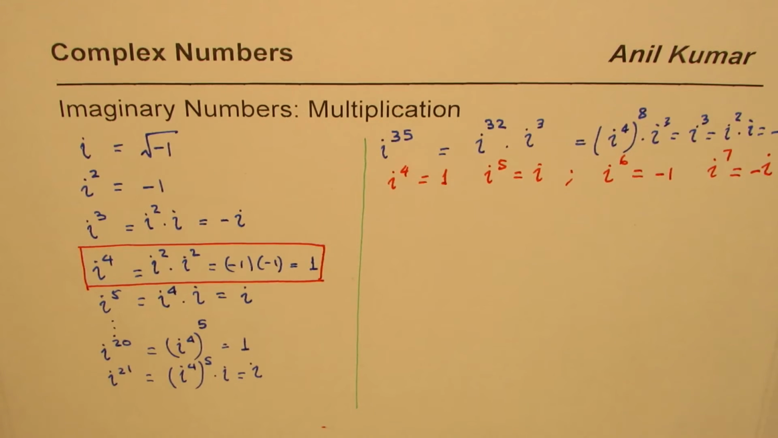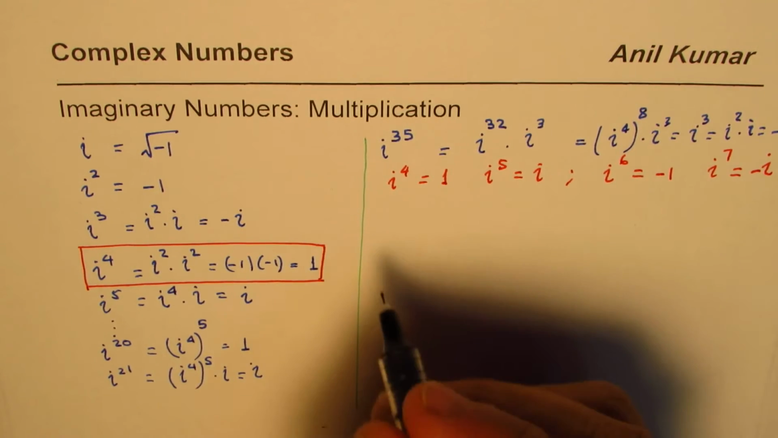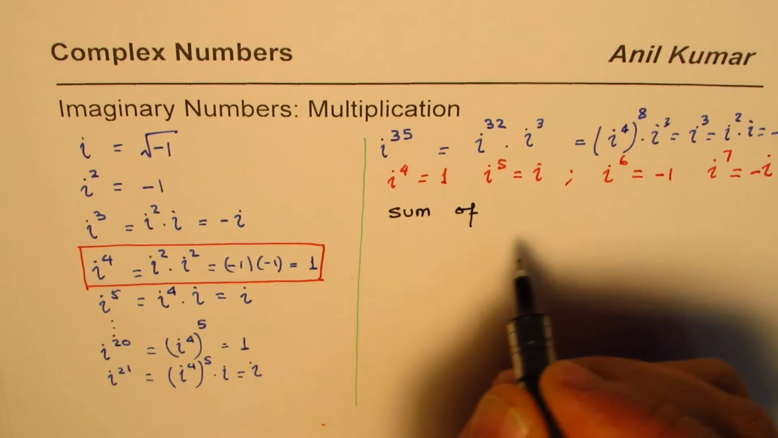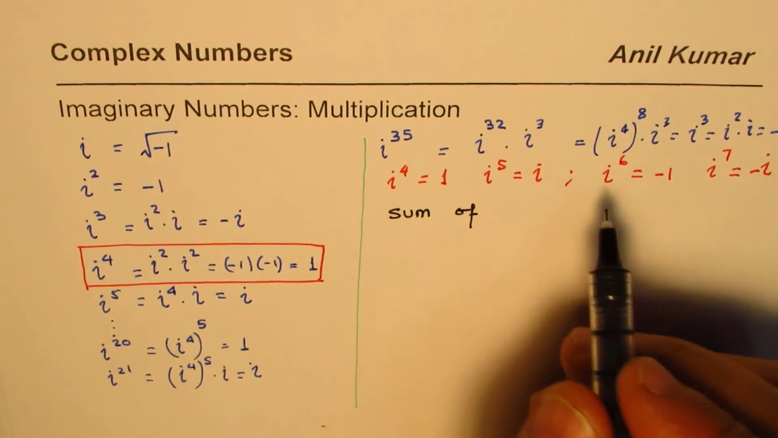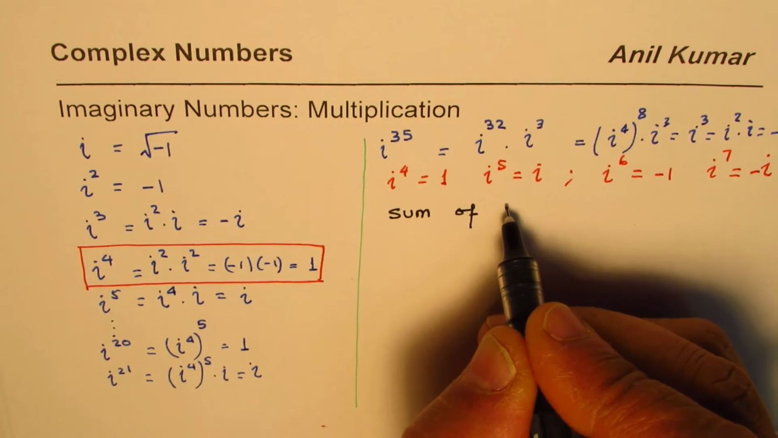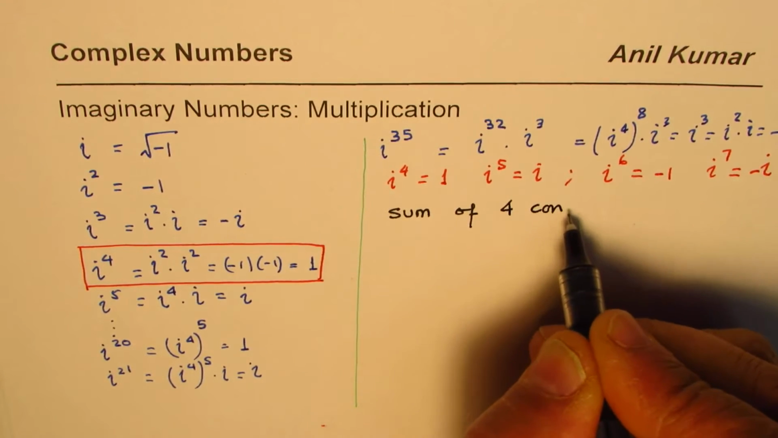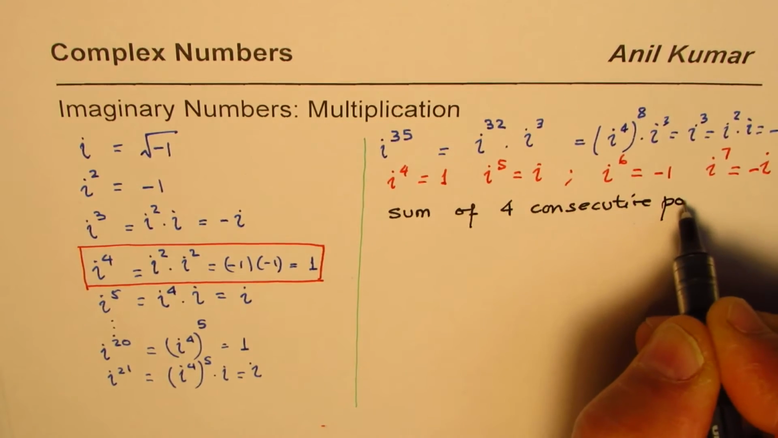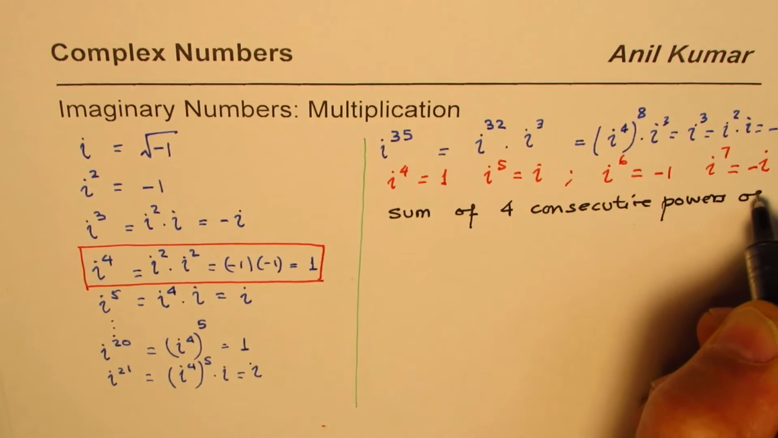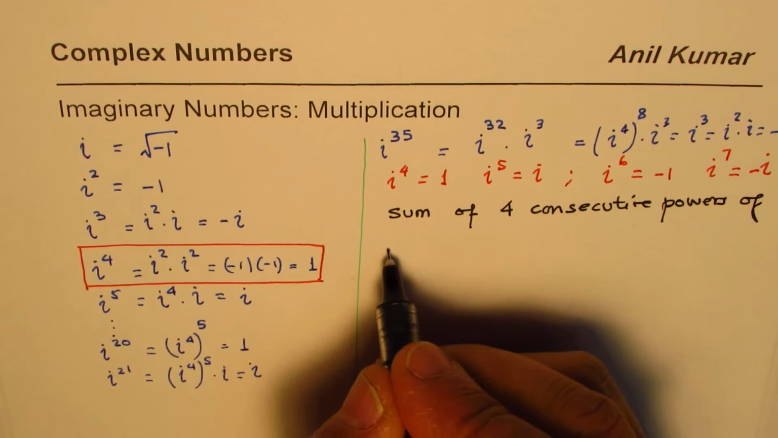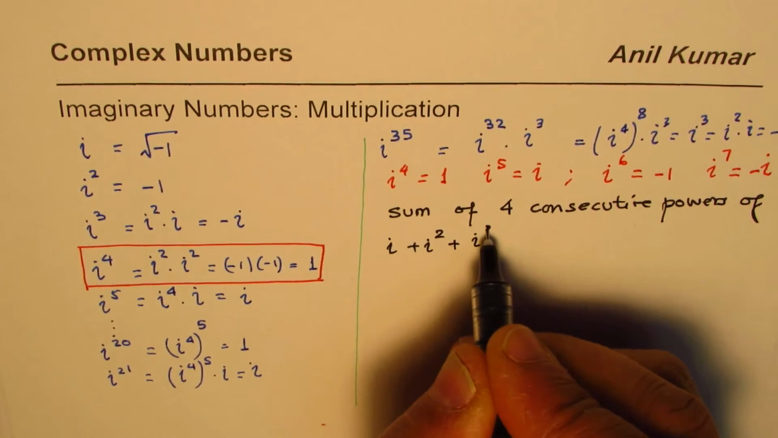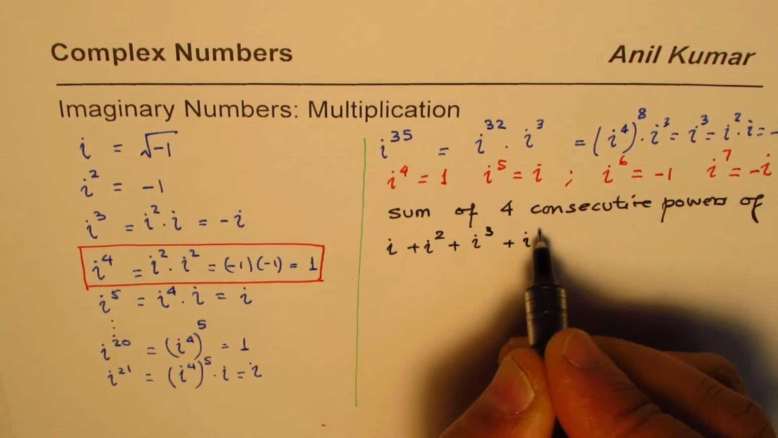The other thing which we can also see from here is what is the sum of 4 consecutive powers of i. That is to say, what is i plus i square plus i cube plus i to the power of 4?